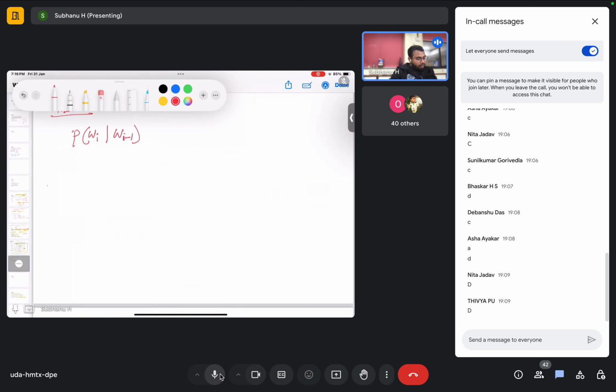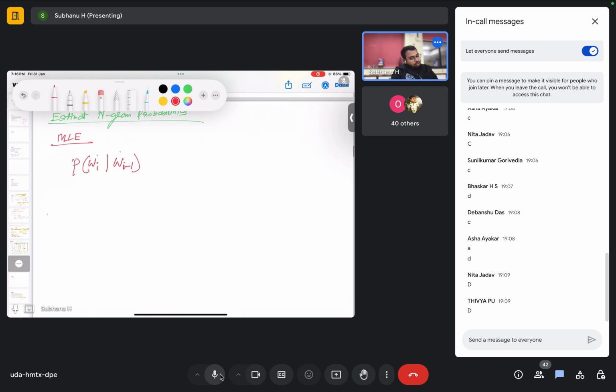So I am just saying that this is begun, this is the. Okay. So now what I will do, I will calculate, how will I calculate the probability? I will calculate the count of Wi minus 1 and also the count of Wi minus 1 and Wi. Okay. So this will give me the bigram probabilities. Okay. Now, there is a limitation in this estimation.